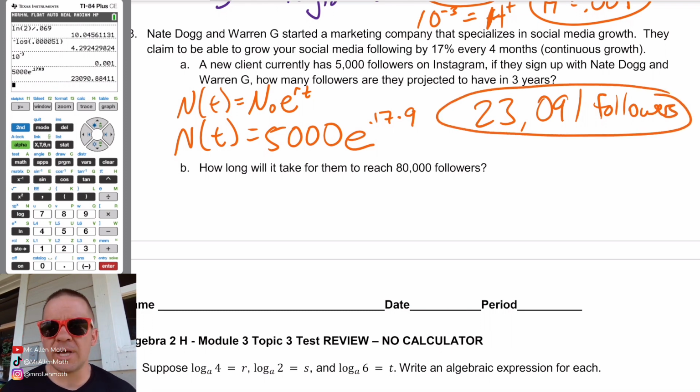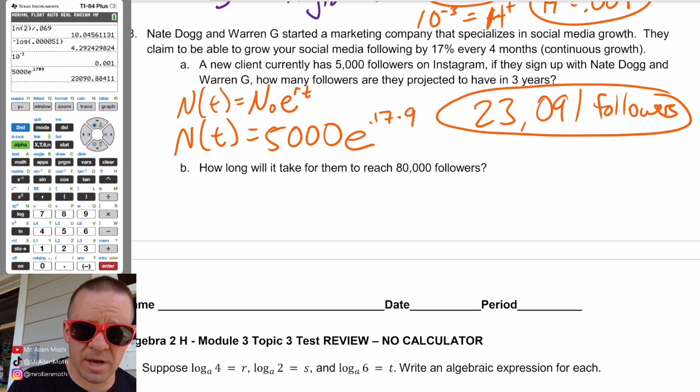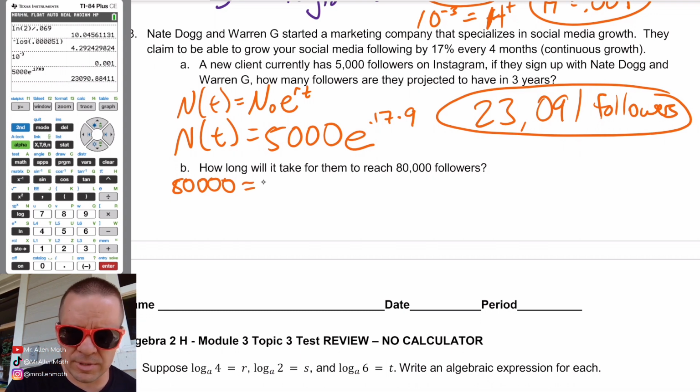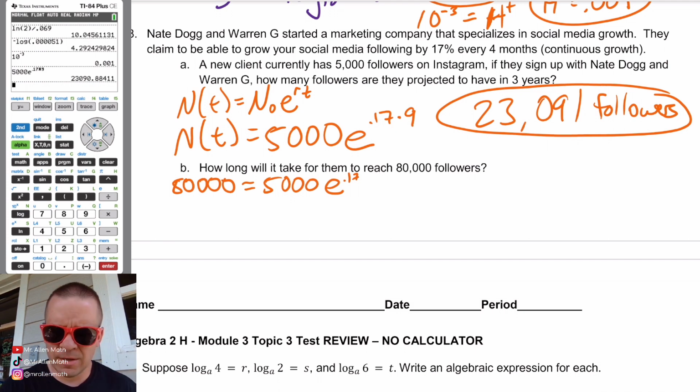Now it says, how long will it take him to reach 80,000? So this is similar to the other one we did, but we got to be careful how we set this thing up and how we interpret time and things like that, right? So 80,000 equals 5,000 e to the 0.17, and then we've got ourselves t. Depending on how we want to write this time here, I'm going to make it 3t.